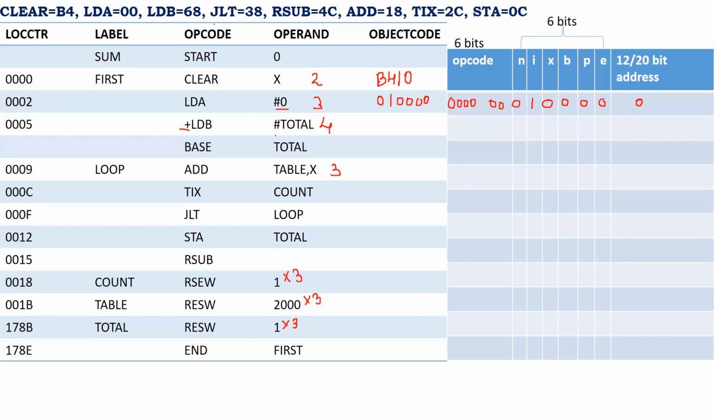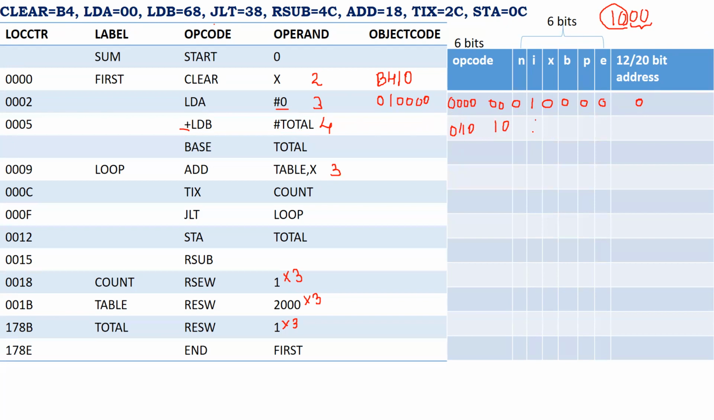Okay. So in the next instruction, we are having plus. It's of format 4. That means the displacement is in a 20-bit address. And for LDB, the opcode is 68. So let us write 68, which is 6 and 8. When we write 8 in 4-bit format, it is 1000. Here we need to ignore the last 2 bits and consider only the first 2 bits. So we are writing only 1, 0.